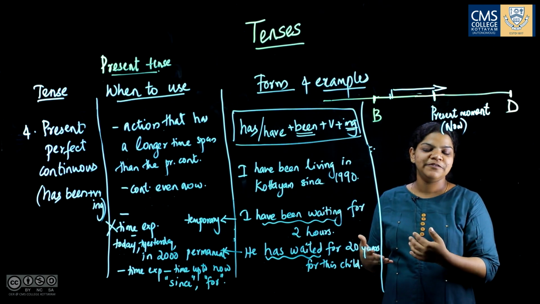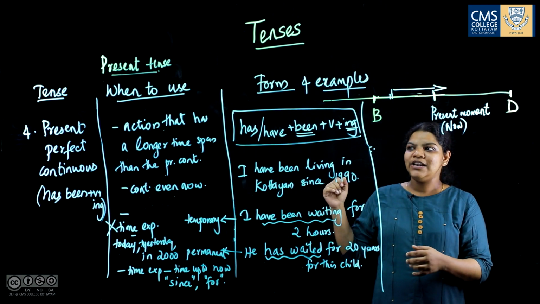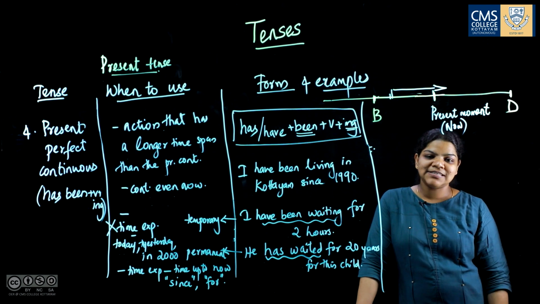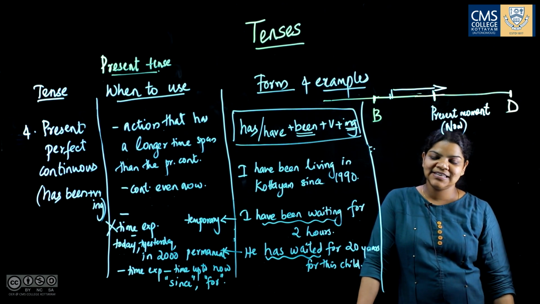So with this, we come to an end of the present tenses. We talked about the 4 different types of present tenses. We looked at when to use them and the form and examples. We will continue the past tense, the forms of past tense in the next class.